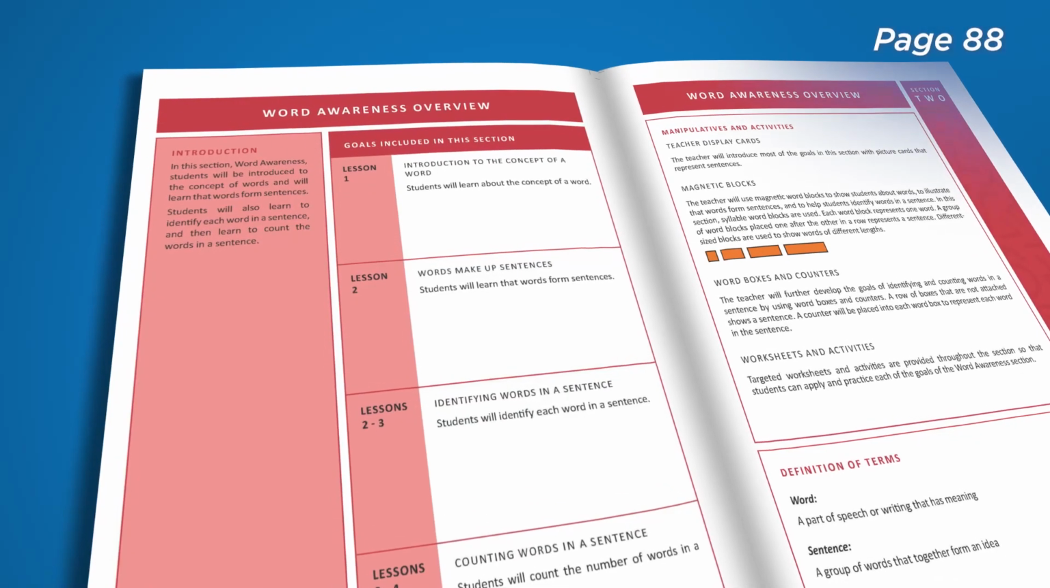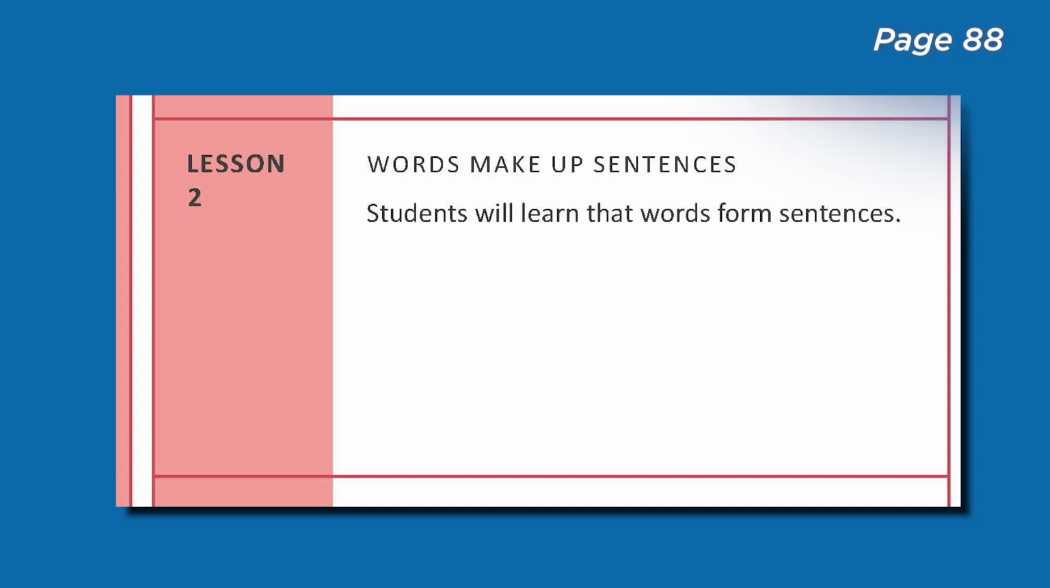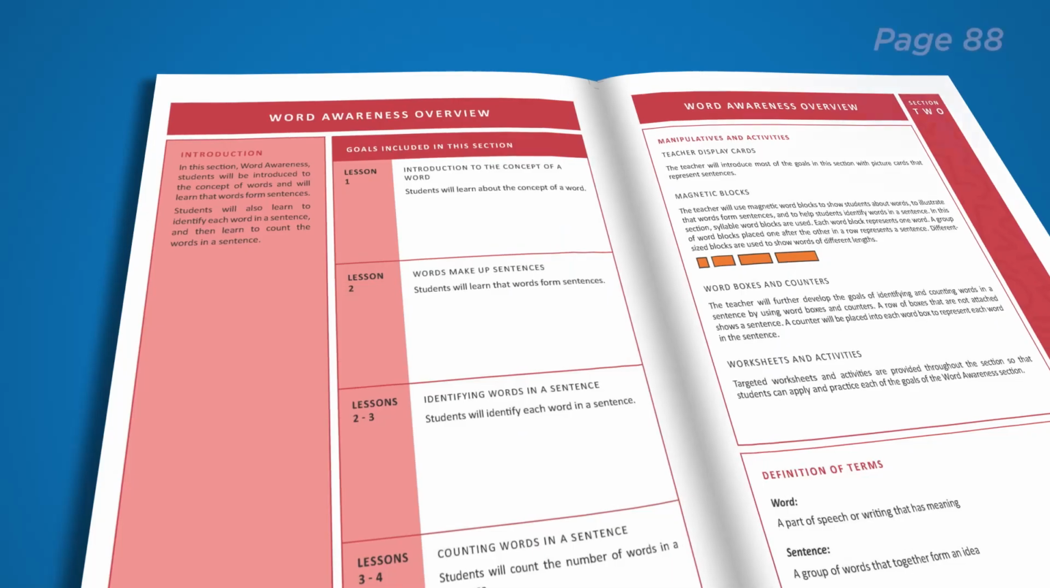Here are examples of letters and sounds that make up words: teacher, marker, the, and amazing. Here are examples of letters and sounds that do not make up words: ja, li. Words make up sentences. Students will learn that words form sentences. For example, I'm on a swing.